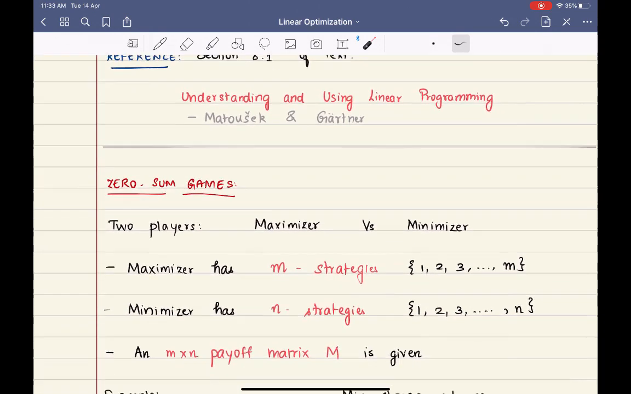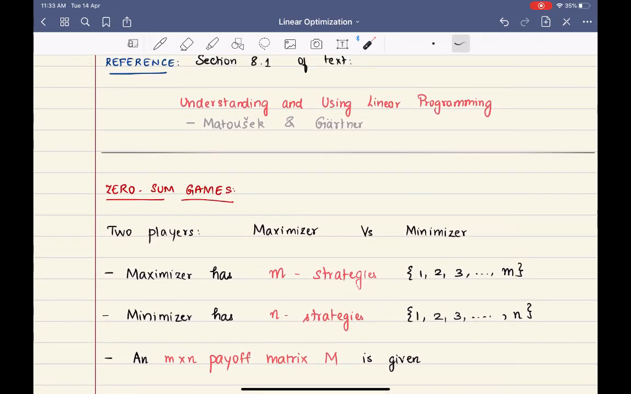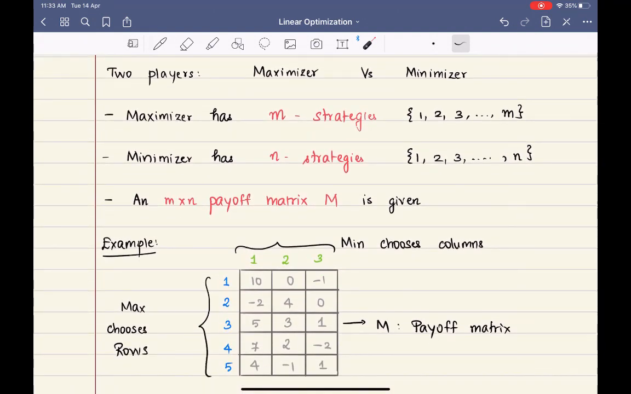Now, depending on the choices of the maximizer and minimizer, there is a payoff. And how is this payoff given? It's given by an m cross n payoff matrix. So for example, look at this. Here, max has 5 strategies, 1, 2, 3, 4, 5. Min has 3 strategies, 1, 2, 3. Now this is the payoff matrix.